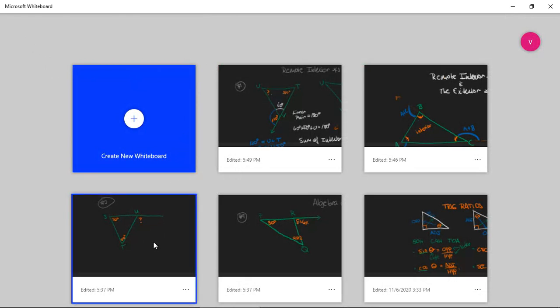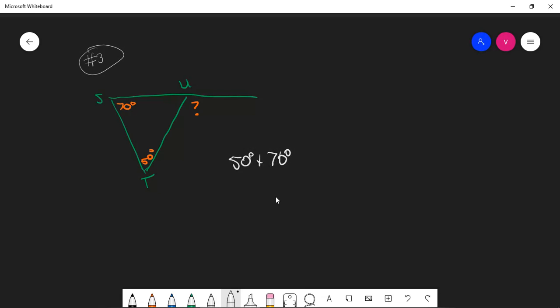I'll do problem number 3 for you. Let's do that together. Here's problem number 3. So we can do this different ways, right? 50 plus 70, those are the inside angles there, S and T of the triangle, plus this right here, I'll call it X, plus X equals 180, right? All the angles added up there equals 180.